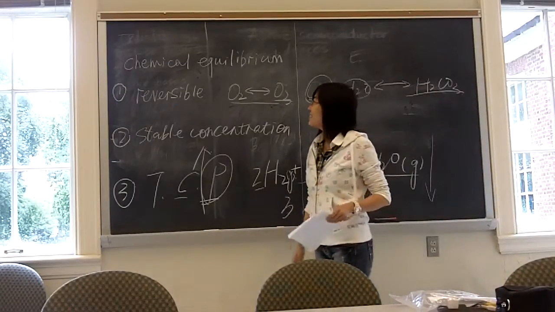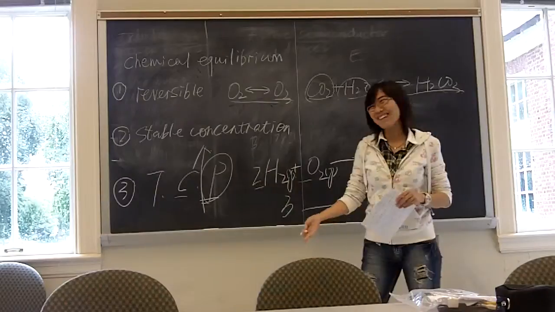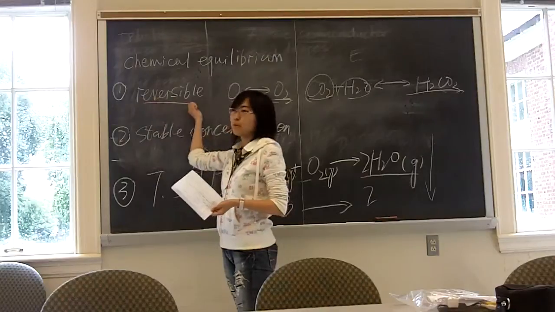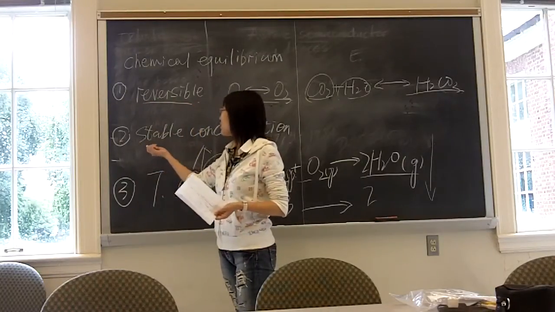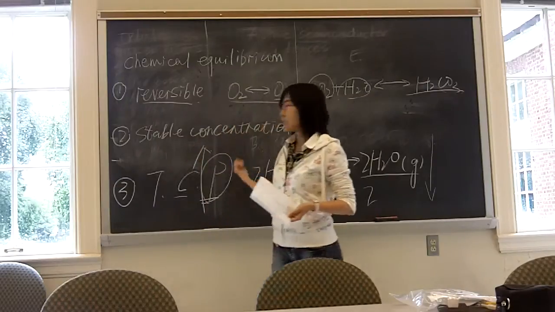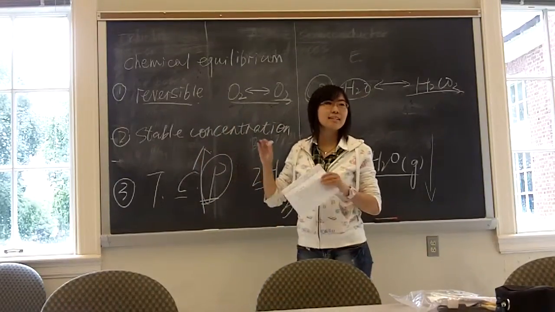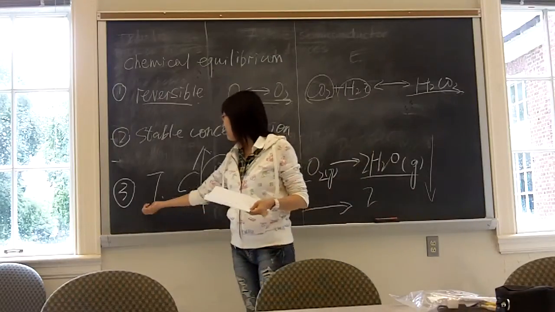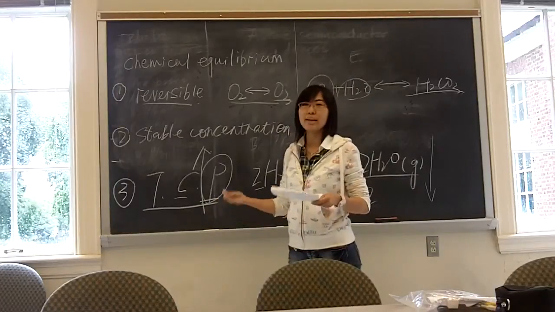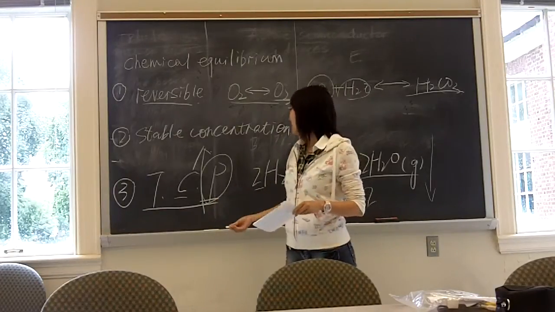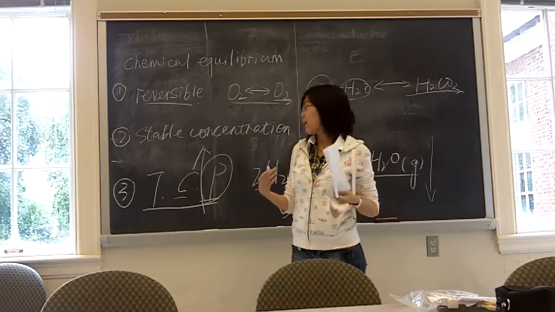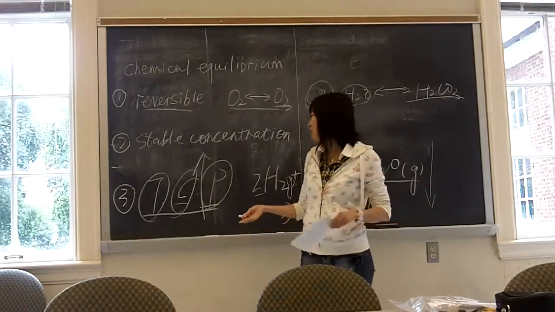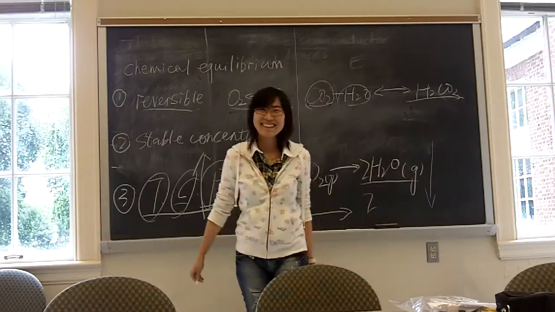So let's review today's class. First, we know that almost all chemical reactions are reversible. Next, chemical equilibrium is a state in which the concentrations of the products and reactants are stable and do not change with time. And second, there are three factors that can influence or break a chemical equilibrium. In the next class, I will talk to you about the other two factors that can influence a chemical equilibrium. Yes, that's all for today.